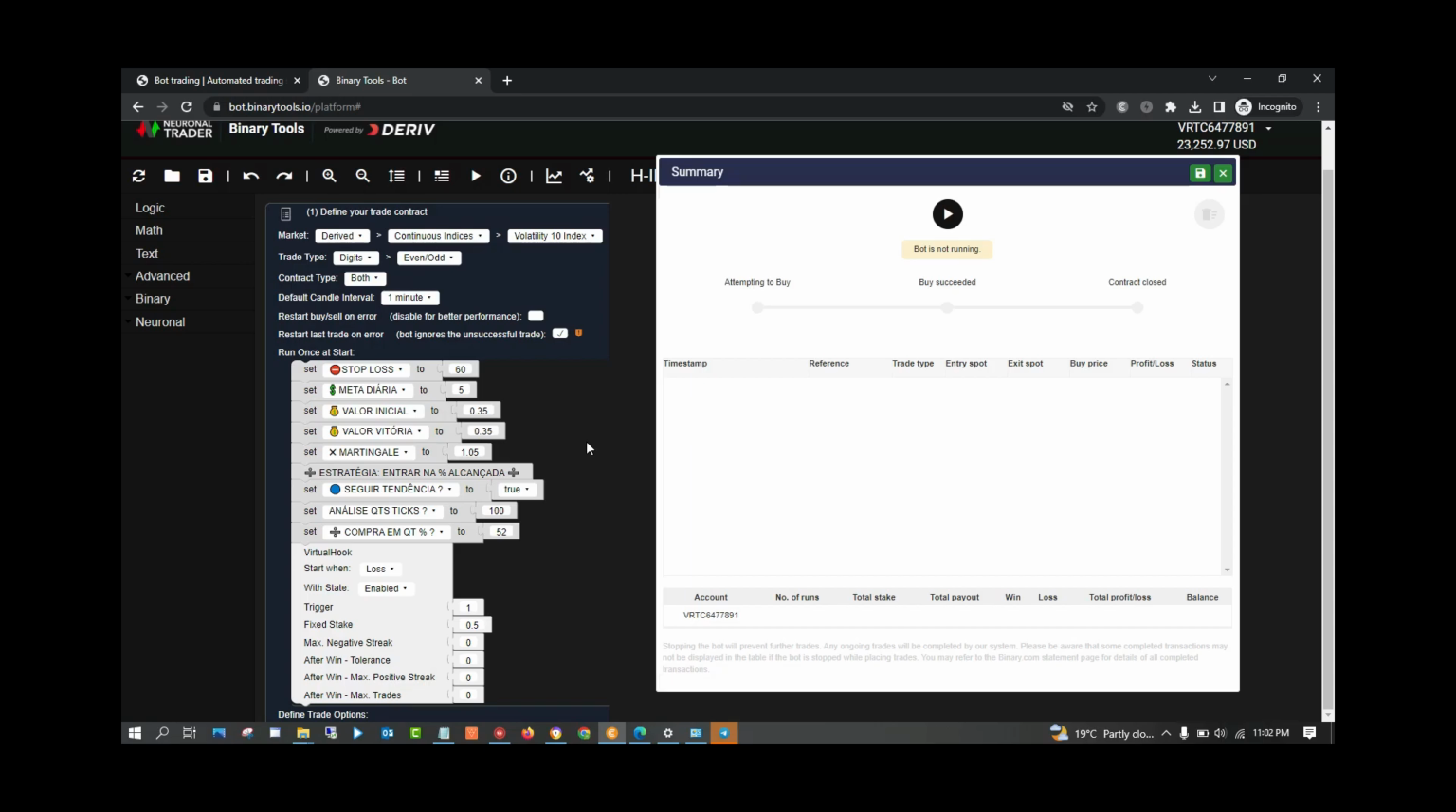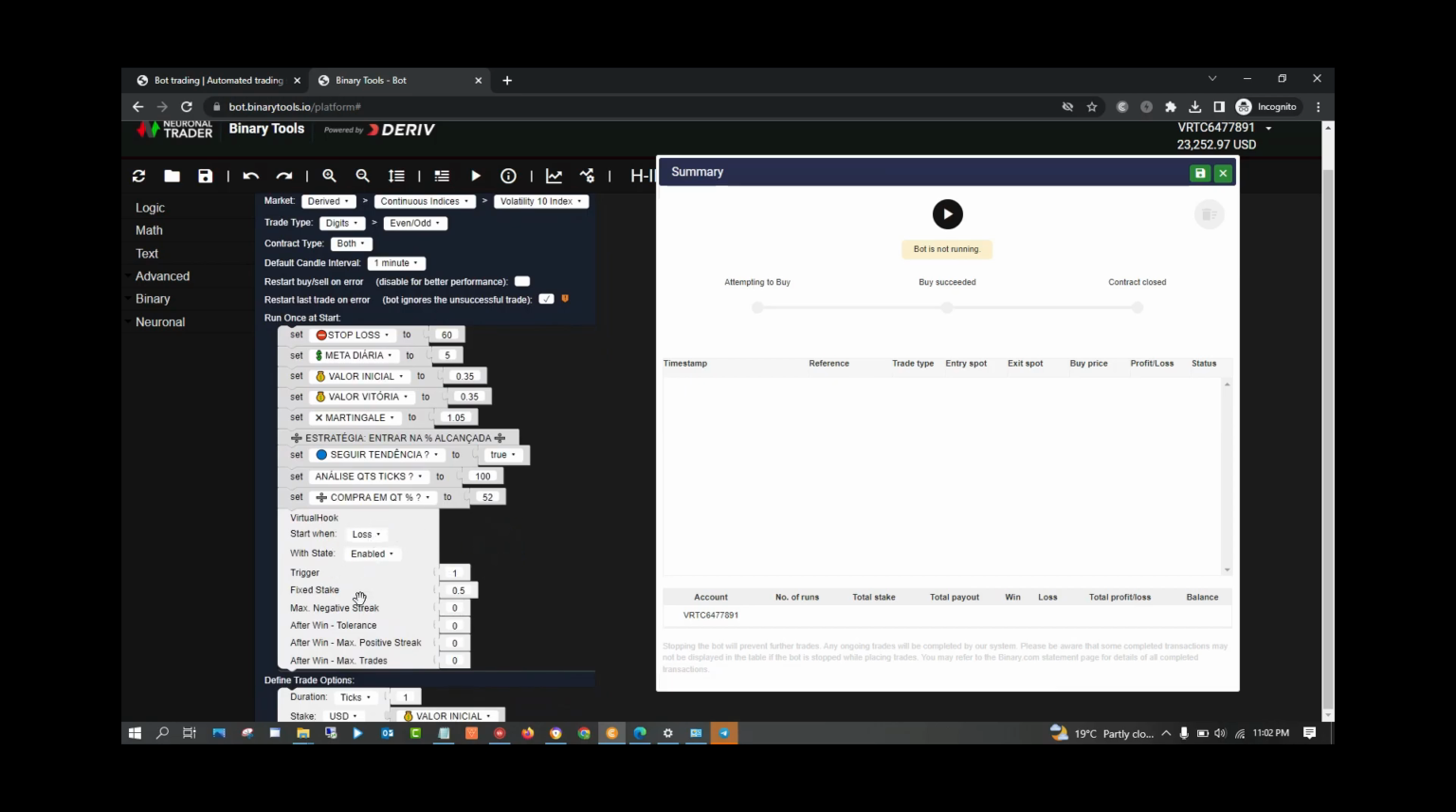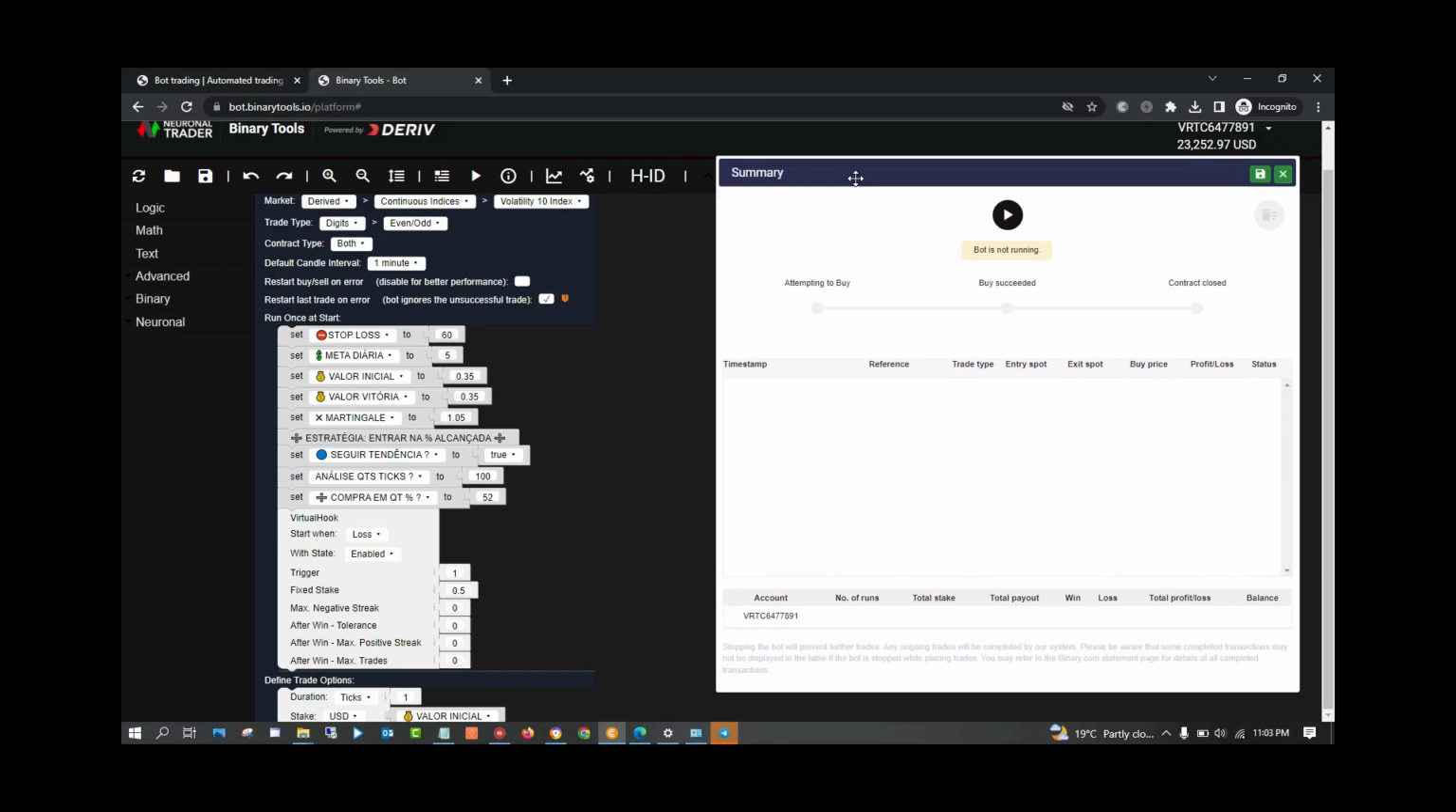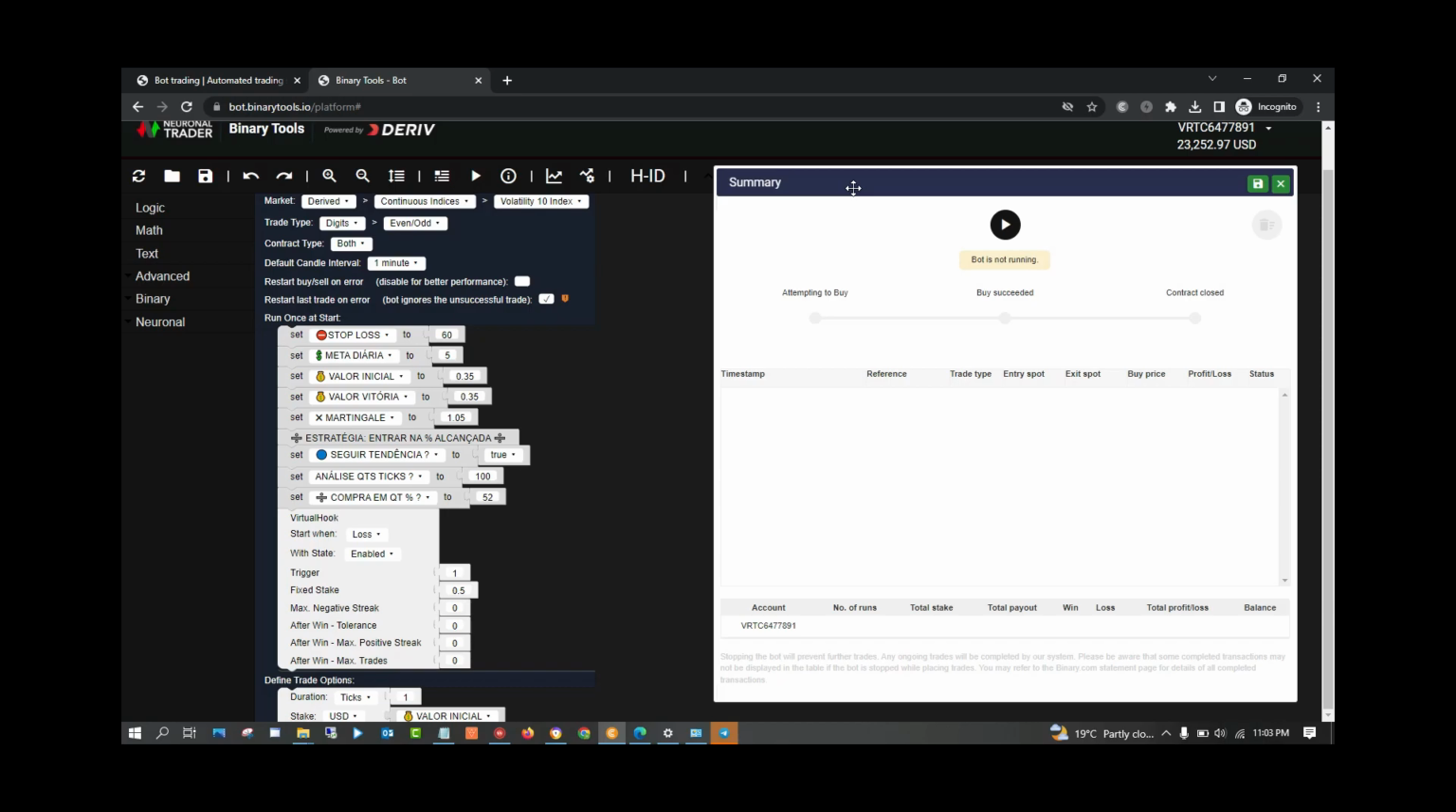Okay, so for this one, I'm just here to show you what is called the virtual hook. It is an additional strategy that is only found on binarytools.io. And last time I talked about this binarytools.io, and it is also one of the best platforms for trading DERIV.com. So when you go there, you just write bot.binarytools.io, and then it will take you to this page.